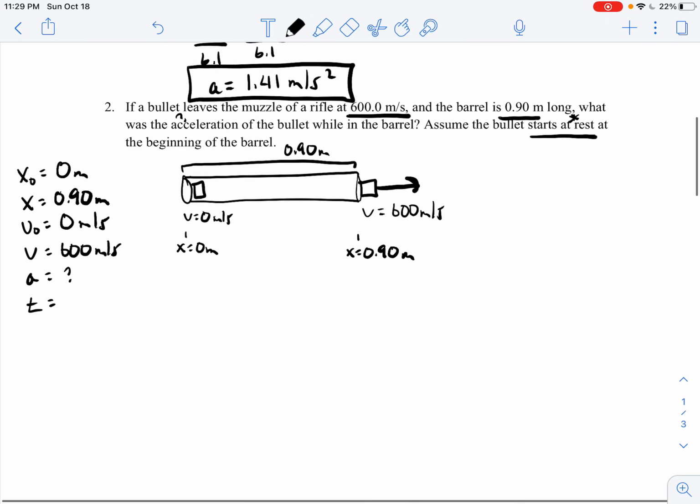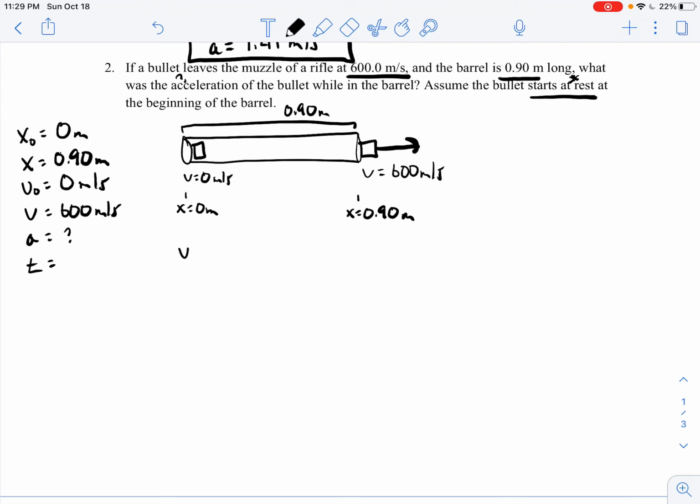So we scroll back down. The equation we want to use is velocity squared is equal to initial velocity squared plus 2 times acceleration times final position minus initial position. So plugging in our values, we're going to have 600 squared is equal to 0 squared plus 2 times acceleration times a quantity 0.9 minus initial position of 0.